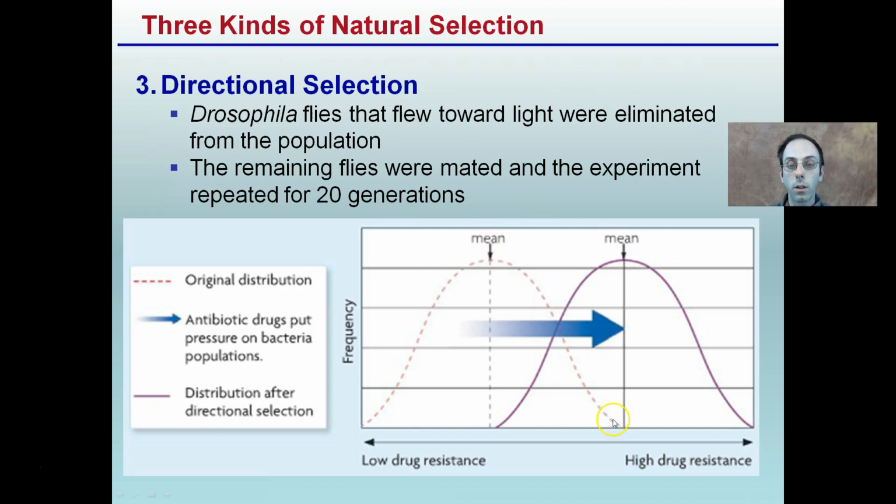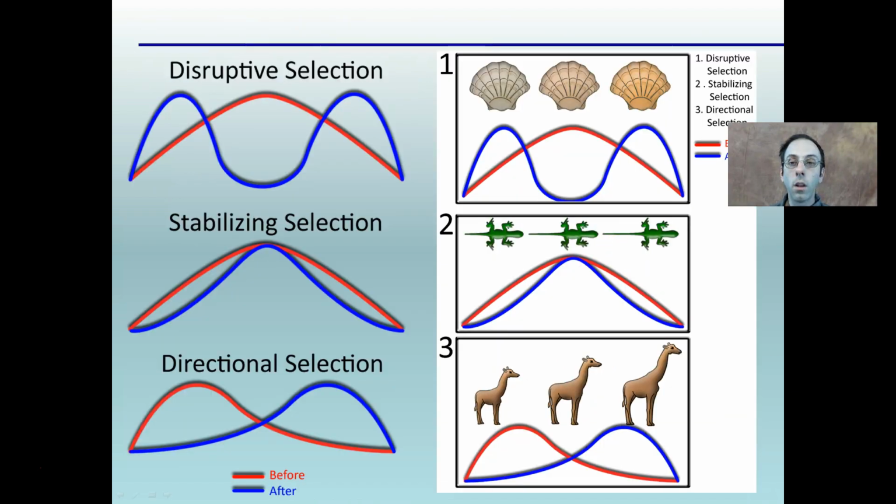So what once was a very low percentage of the population now becomes the mean or the average. And this is directional selection. So these are the three types.